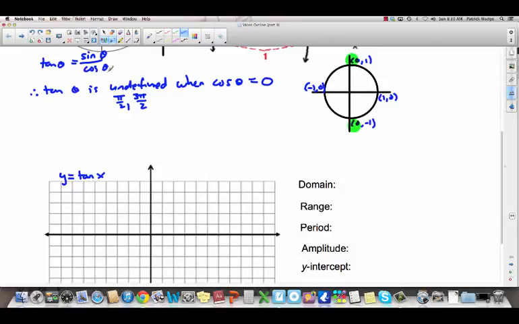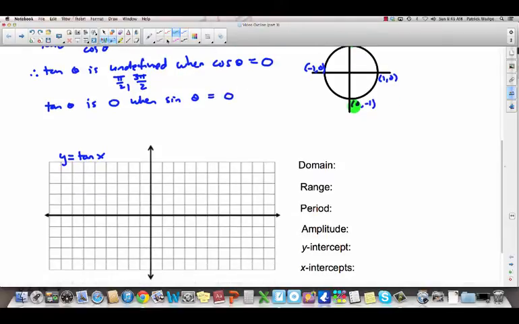Well, if cosine theta is 0, then tan theta is undefined. What about if sine theta is 0? That's okay. What does that make tan? It makes tan equal 0, right? If you get 0 on top, 0 divided by anything is 0. So tan theta is 0 when sine theta equals 0.